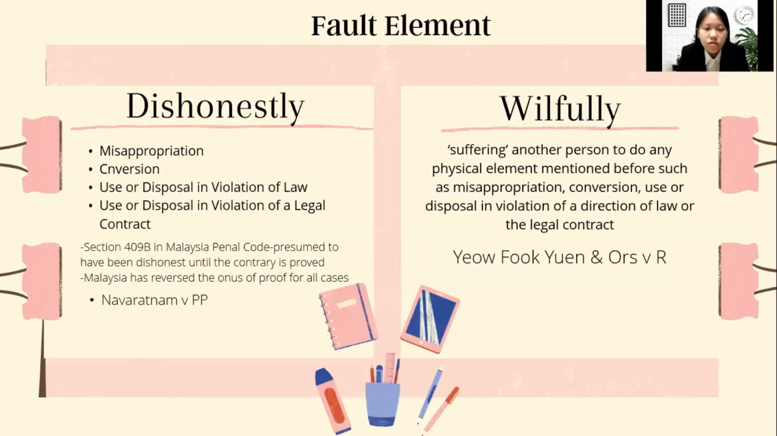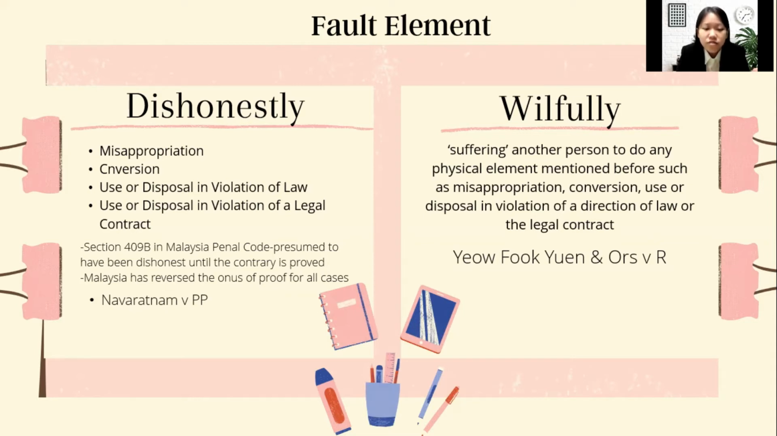Now coming to the fourth element of all the CBT cases, which is dishonesty. According to Section 409B of the Malaysian Penal Code, if the prosecution has proved entrustment and either misappropriation or use in violation of law or contract, the accused is presumed to be dishonest until the contrary is proved. Hence, Malaysia has reversed the onus of proof for all the cases. In Navaratham versus public prosecutor, a prison official was found to have taken the money belonging to a prisoner whose possessions had been entrusted to him. He said that he intended to use the money to pay a lawyer for the prisoner. Since the prosecution had not produced evidence to rebut it, he was acquitted.